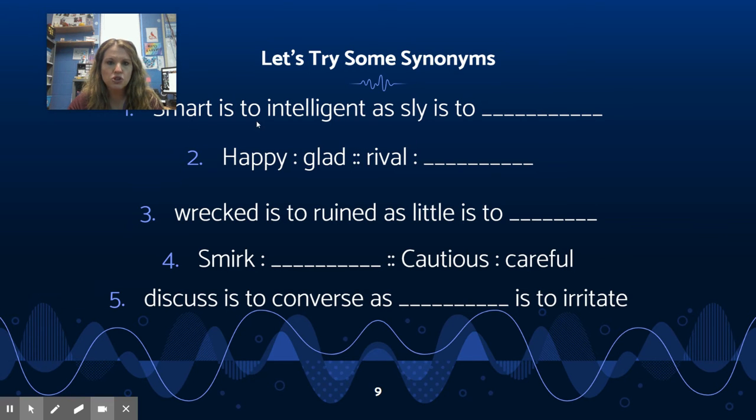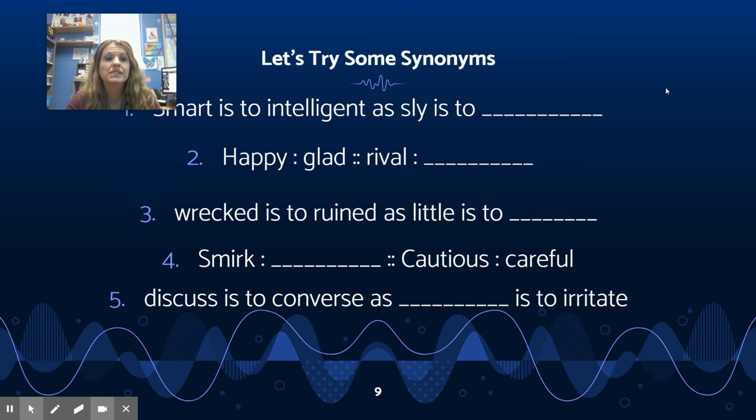My first one is smart is to intelligent as sly is to blank, and I would have to think, okay, smart and intelligent, those mean about the same thing. If I say someone is smart, I could also say someone is intelligent.